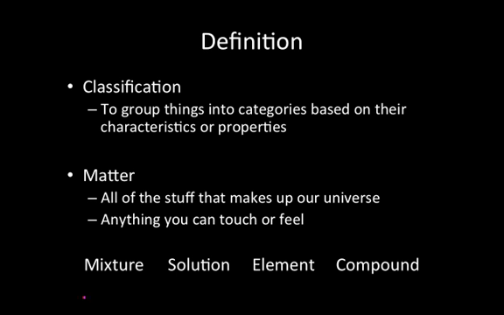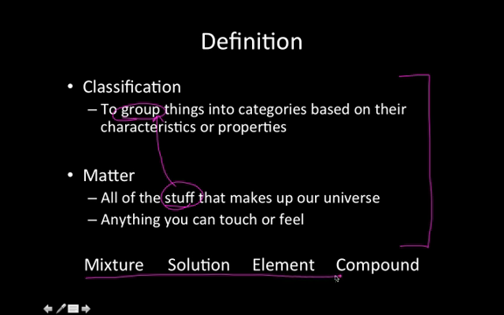Now before we move on, just a quick recap of the definition here. Classification of matter then is the combination of these two definitions right here. Classify means to group, and matter is all the stuff in our universe. So when we want to classify things, it's a matter of putting all of this stuff into some sort of different group. And again, we outlined what those four groups were right down here at the bottom of the screen.